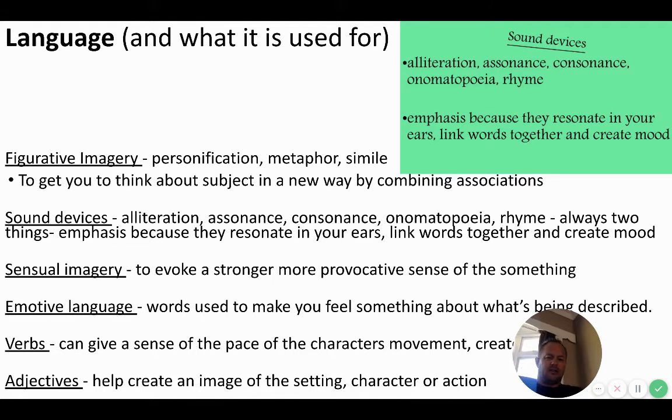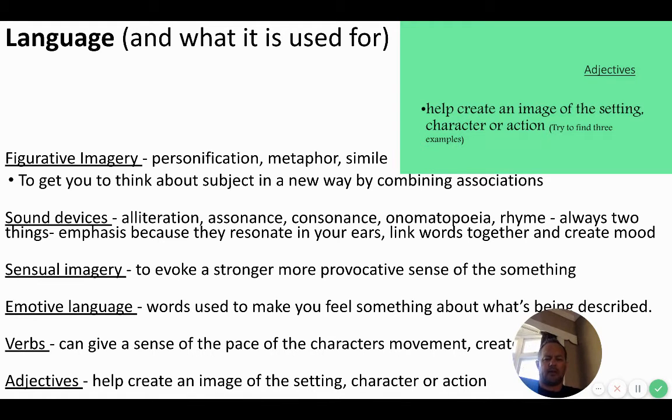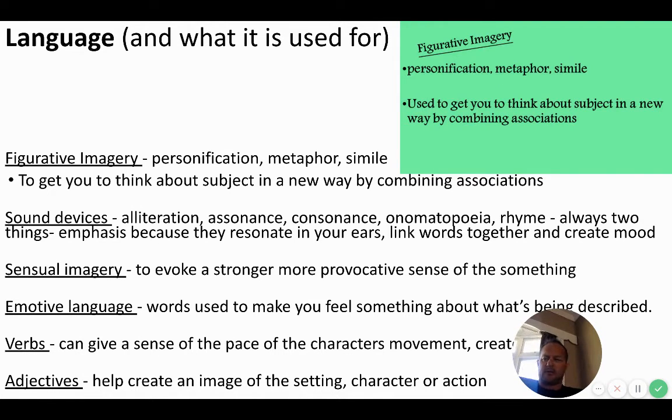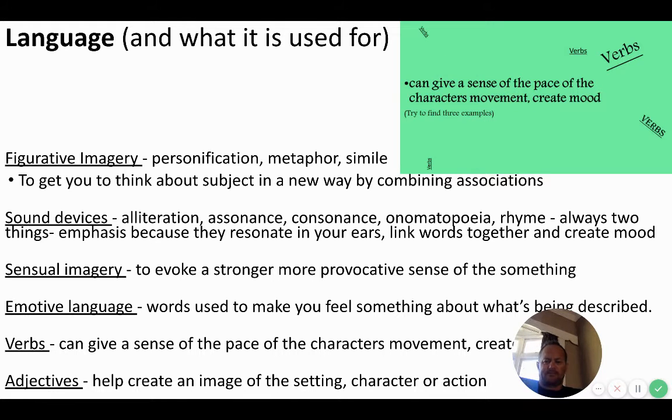This is language features that get you to think about the subject in a new way by combining associations. And there we have personification, we have metaphor and simile. Same sort of thing as fiction, so those are important, sort of well-used language features that you need to know.